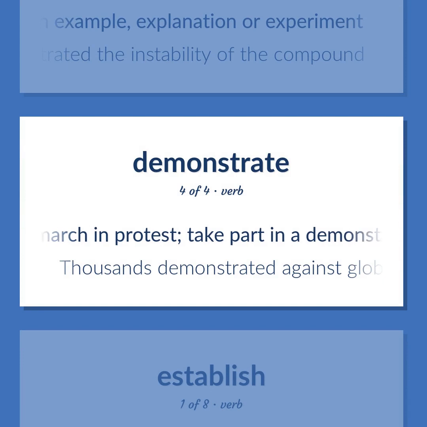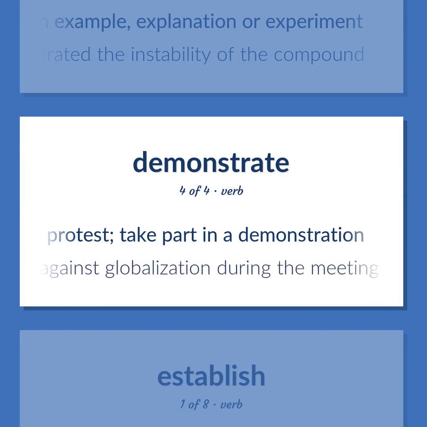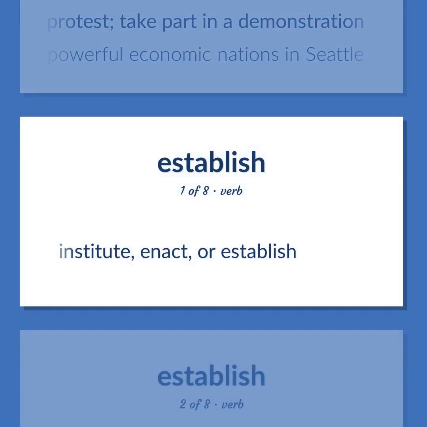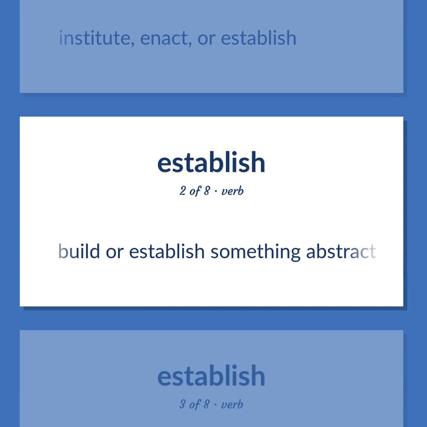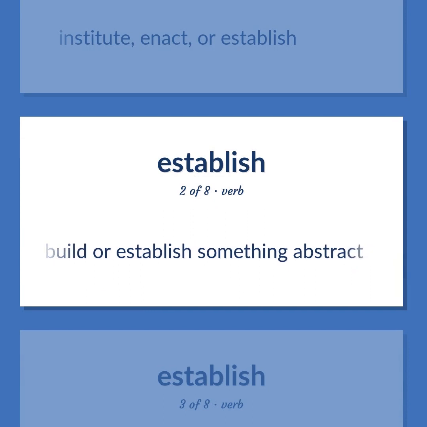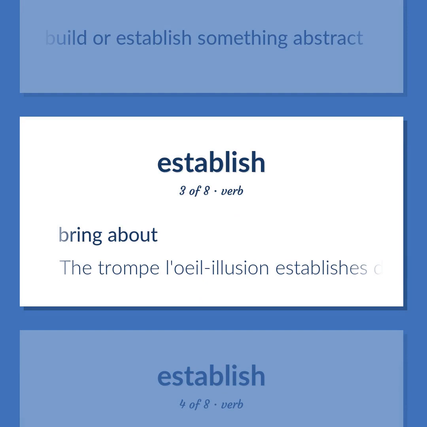March in protest. Take part in a demonstration. Thousands demonstrated against globalization during the meeting of the most powerful economic nations in Seattle. Institute, enact, or establish. Build or establish something abstract. Bring about. The trompe-l'oeil illusion establishes depth.